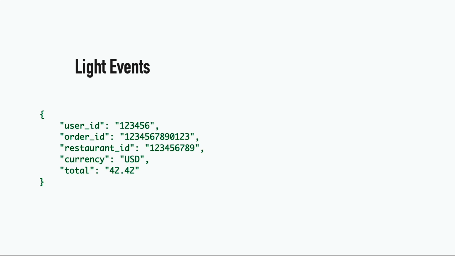Light events tell you something has happened, but they don't carry much contextual data. For example, they will tell you an order has been placed by a customer and give you the user ID, the order ID, and the restaurant ID without any information about any of these entities. These events are simple and they don't use much bandwidth.